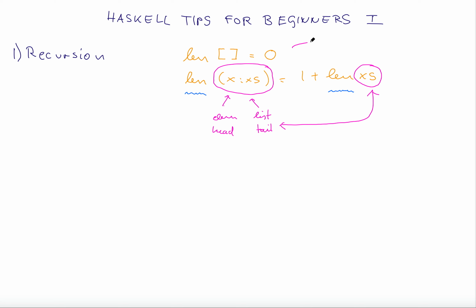And then also we have a base case. So with each recursive call, the list gets smaller. And then when we hit the smallest possible list, which is the empty list, we say that the length of the list is 0. So this is recursion.